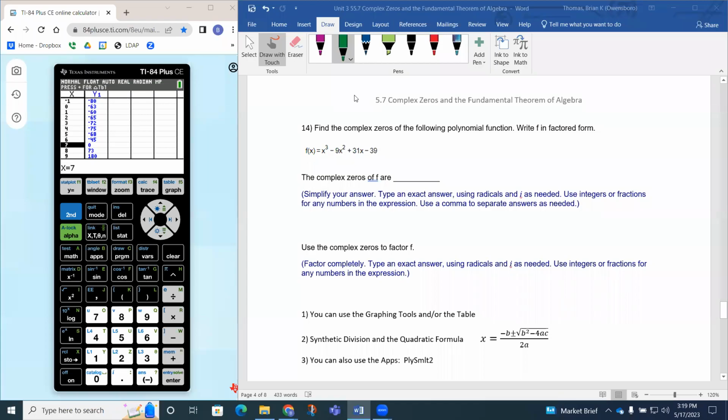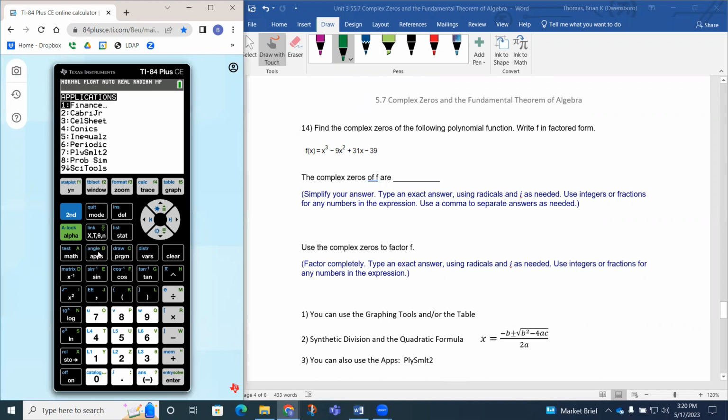So question 14 says, find the complex zeros of the following polynomial function and then write in factored form. One way to try to do this is using the apps button. If we go to the apps button, we know there's got to be 3 zeros. So number 7. So it is a degree 3, a plus bi.